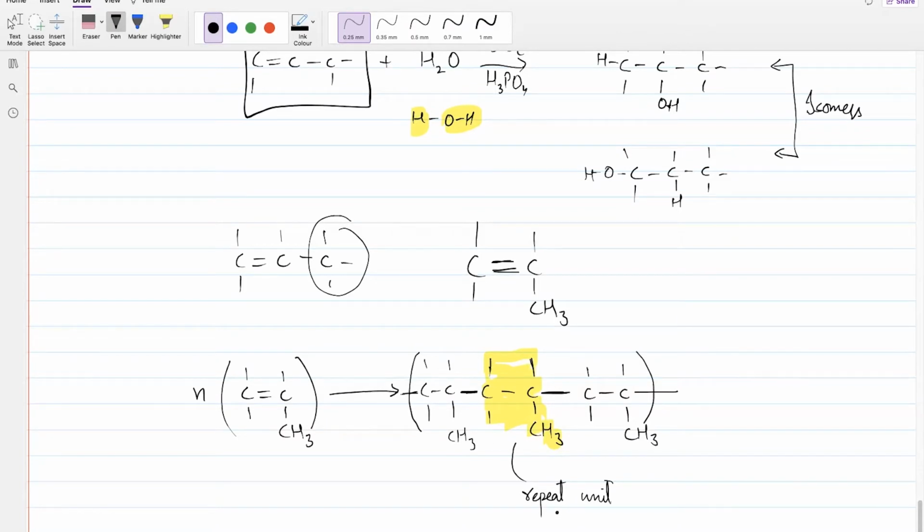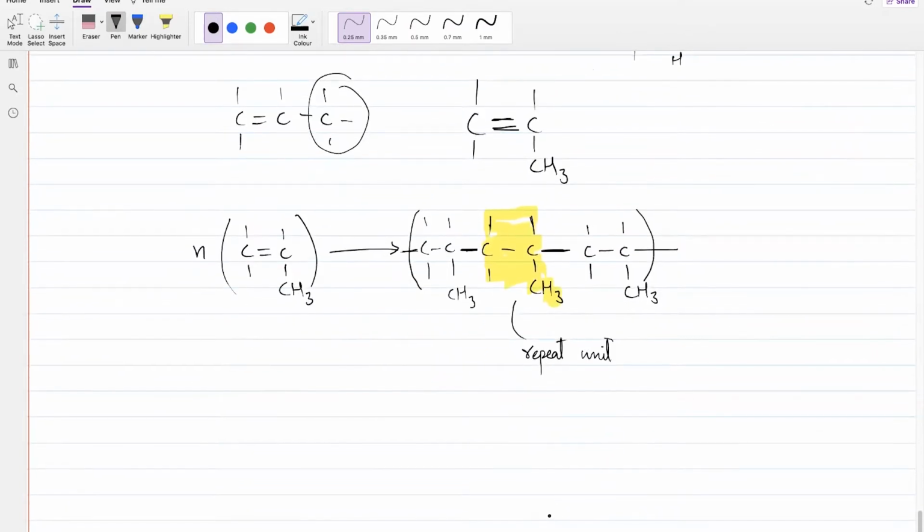So what we have done is we have added the same thing to itself by breaking the double bond and joining it to either side. And obviously the new molecule that has come on one side, वो आगे उसके जैसे ही एक और के साथ join हो जाएगा. This process is called addition polymerization.